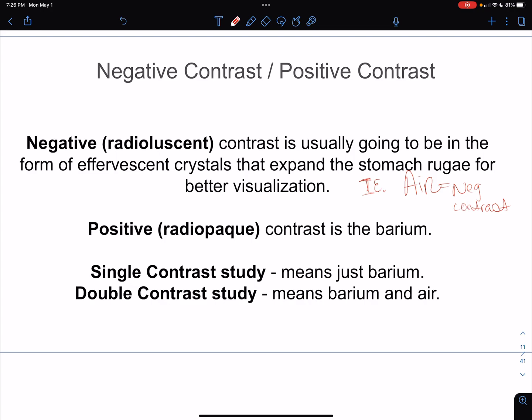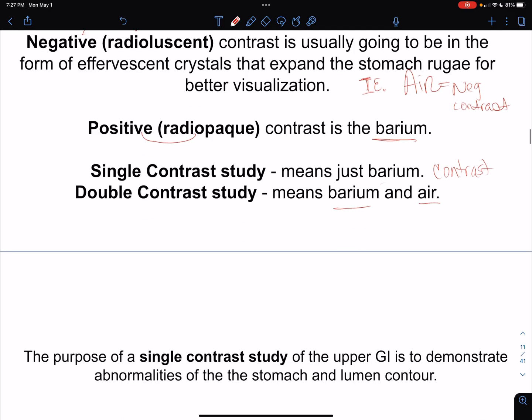Positive is going to be our radiopaque. So you definitely need to know that these two words are associated with each other, and these two words are associated with each other. And of course, the positive radiopaque is going to be barium. A single contrast study, all that means is that they're only introducing the contrast. It says here barium, but it could also mean IsoVue, any kind of contrast that they use. Double contrast study is going to mean that they add the barium and the air. That's all the double contrast means.